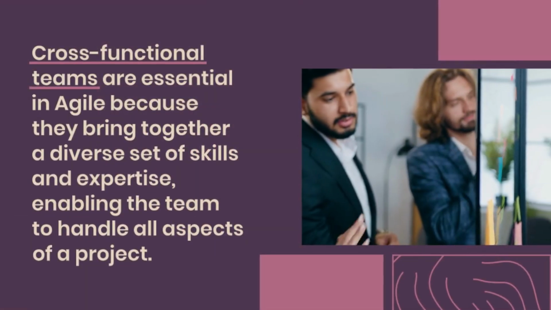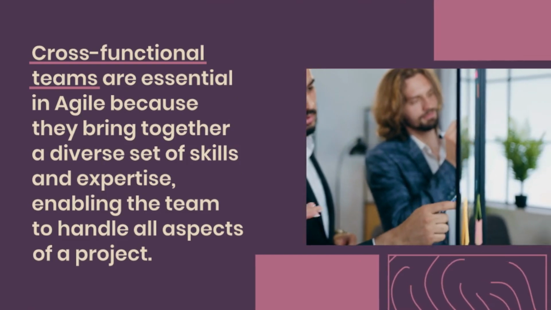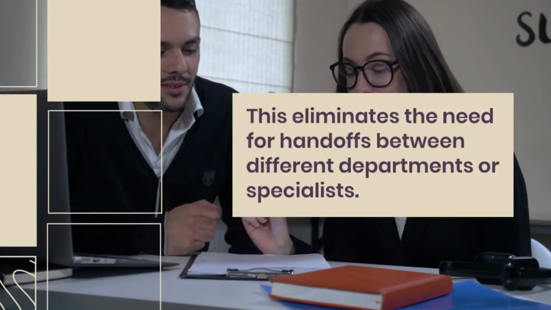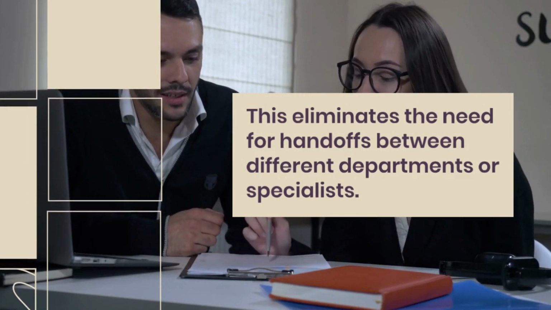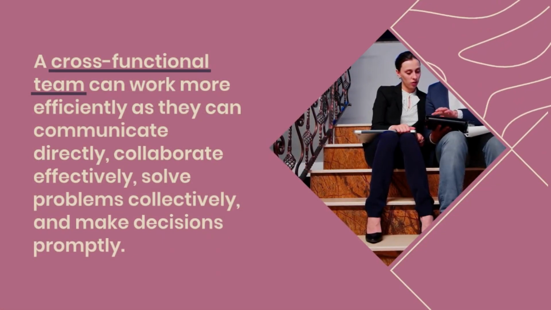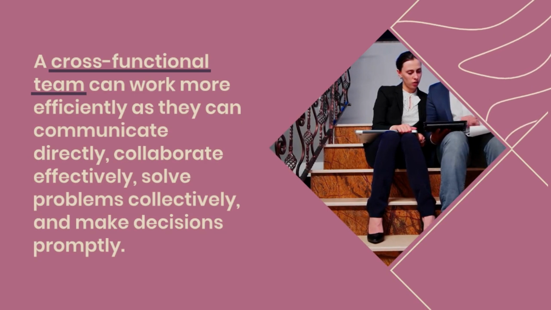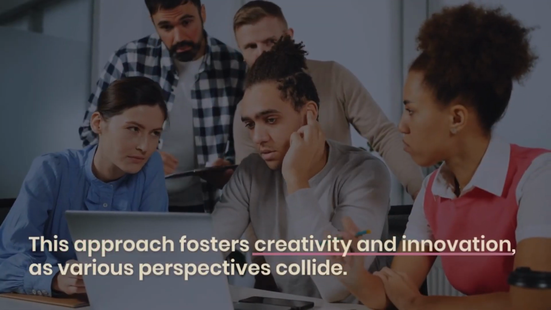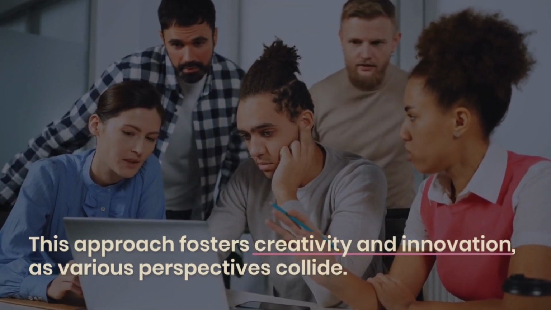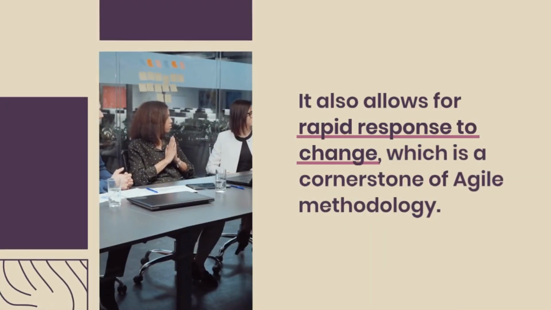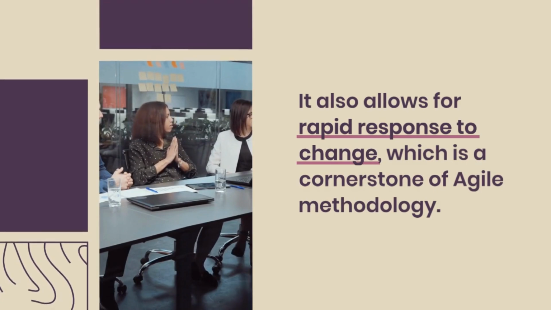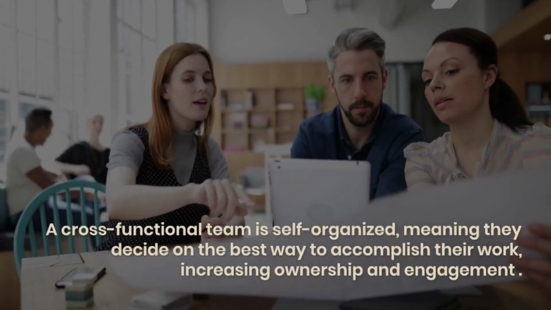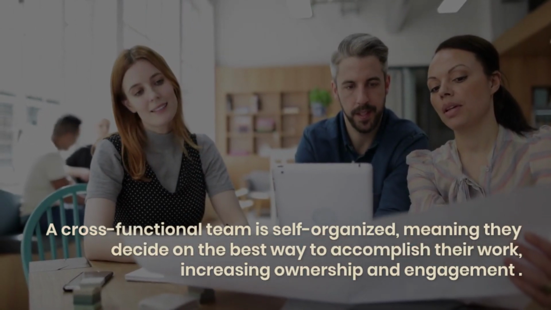20. What is the significance of having cross-functional teams in Agile? Cross-functional teams are essential in Agile because they bring together a diverse set of skills and expertise, enabling the team to handle all aspects of a project. This eliminates the need for handoffs between different departments or specialists. A cross-functional team can work more efficiently as they can communicate directly, collaborate effectively, solve problems collectively, and make decisions promptly. This approach fosters creativity and innovation, as various perspectives collide. It also allows for rapid response to change, which is a cornerstone of Agile methodology. A cross-functional team is self-organized, meaning they decide on the best way to accomplish their work, increasing ownership and engagement.